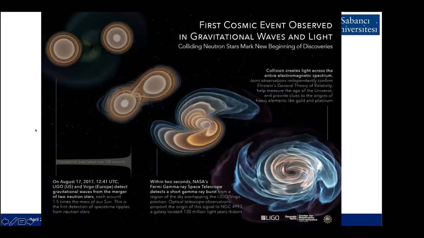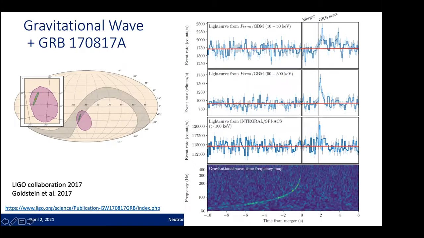And very recently, in August 2017, you have most likely all heard about this: the LIGO detector detected the gravitational wave from a neutron star merger. Along with this, a GRB was detected. It didn't trigger the detector, but afterwards, when they searched after this gravitational wave detection, they found it in GBM, and INTEGRAL SPI also observed this event. It's very faint, much fainter than regular short GRBs, but they did find this.